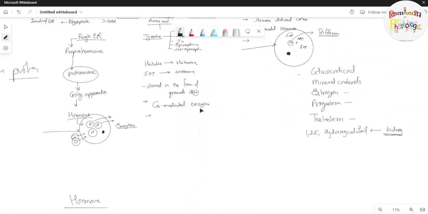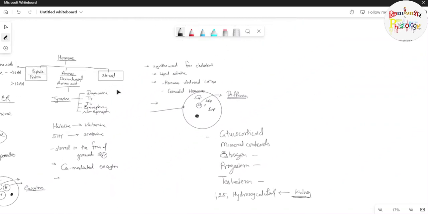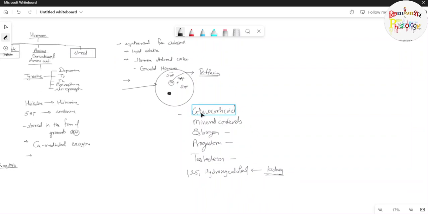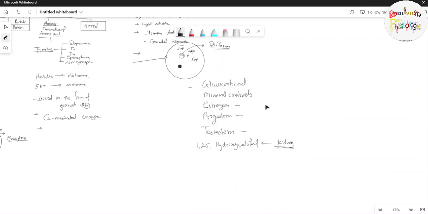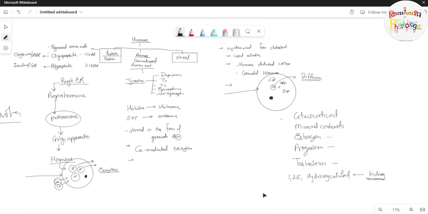Okay, and the process of secretion is calcium mediated exocytosis. Steroidal hormones are synthesized from cholesterol. Examples: glucocorticoids, mineralocorticoids, estrogen, progesterone, testosterone, 1,25 hydroxycalciferol, and these are secreted outside the cell by diffusion.